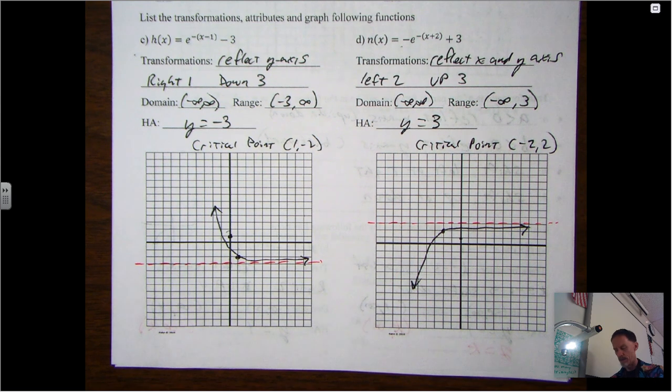Remember, asymptote, y equals k, always. The range, it's either k to infinity or negative infinity to k, depending on if it's being reflected over the x-axis. Graph your critical point with your shifting. Remember, when you're doing the critical point, make sure that you're doing the reflecting before you shift, and then just the general shape of the graph.